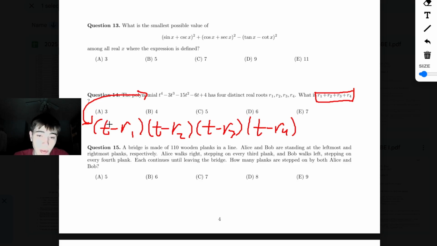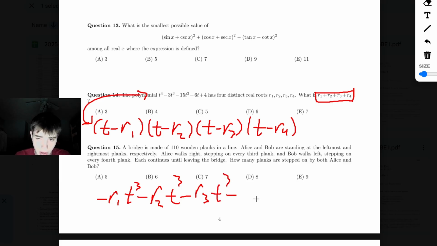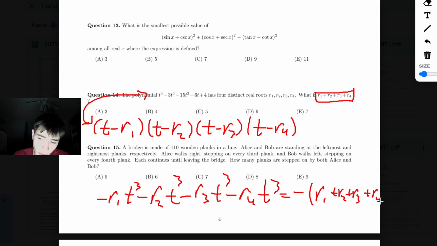So if we multiply, let's say we want minus r1 times t times t times t. So we're going to have minus r1 times t cubed, right? This is the little bit of the t cubed term, and then if we say we have r2, we have minus r2 times t cubed, and then we'll have this one right here, minus r3 times t cubed, and then minus r4 times t cubed. That all factors to negative (r1 plus r2 plus r3 plus r4) times t cubed.